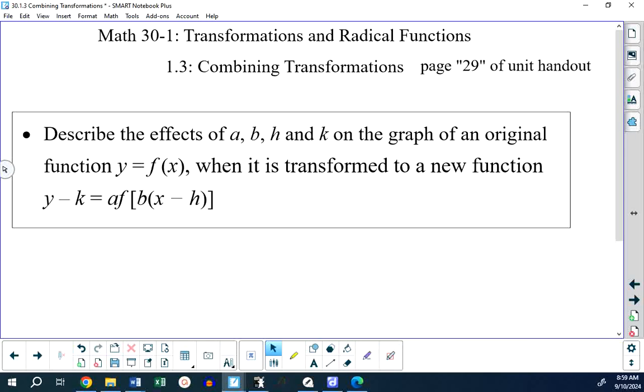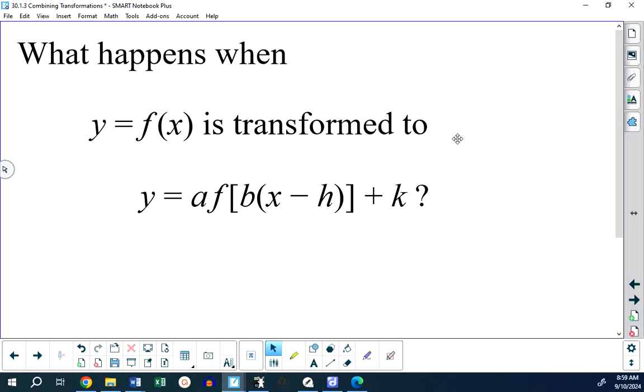We're going to be describing the effects of the four parameters on the graph of an original function if we make all four transformations in one problem, one application. In other words, what happens when y equals f of x is transformed to y equals a f of bracket b bracket x minus h end bracket plus k. And the nature of those nested brackets is important. Okay?